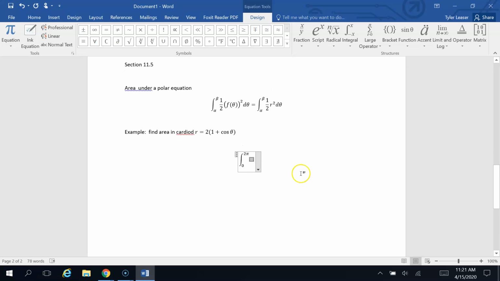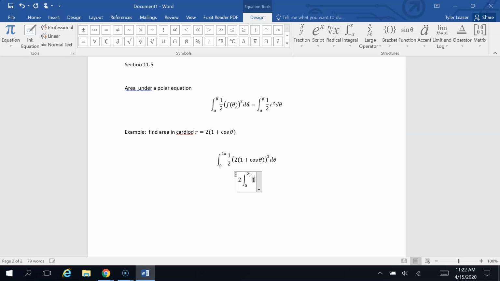All right, and then we're integrating over 1/2 my function 2 times 1 plus cosine of theta, all squared d theta. Okay, and then we just do that. So to do this, we're going to have to square out the parentheses here. This is a 2 that's squared, so it's really 4 times the 1/2, which is 2. So I'm just going to go ahead and bring that out to the front. Still integrating from 0 to 2 pi.